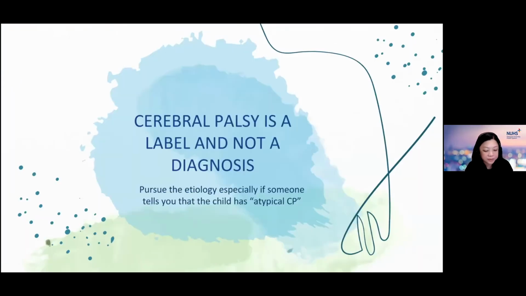So just to emphasize that CP is a label and not a diagnosis. And so therefore we need to pursue the etiology, especially if somebody tells you that this patient has atypical CP, or perhaps this patient seems not to have done as well as you expect with the therapy, the Botox, or the surgery. We need to revisit the diagnosis.